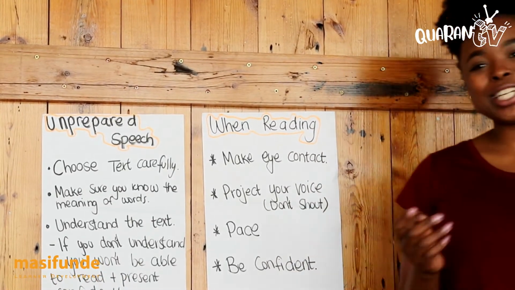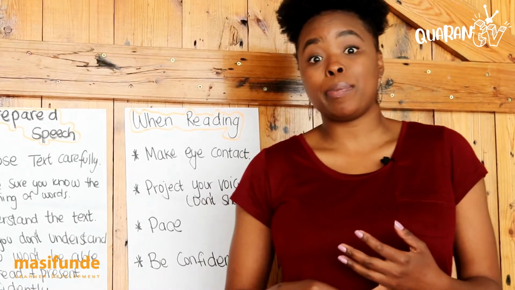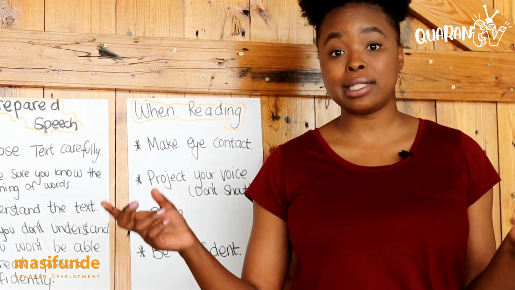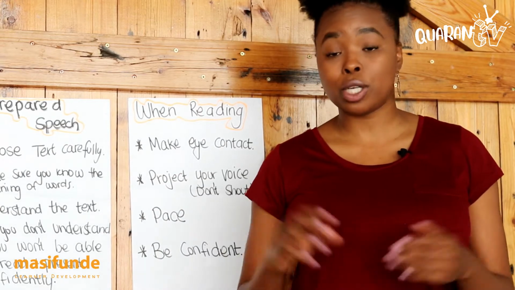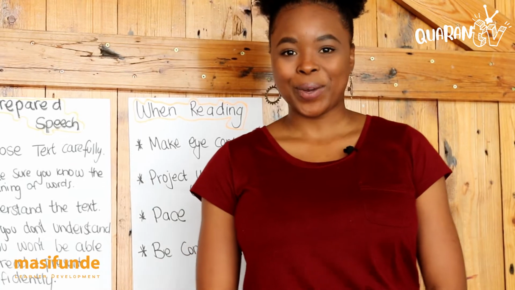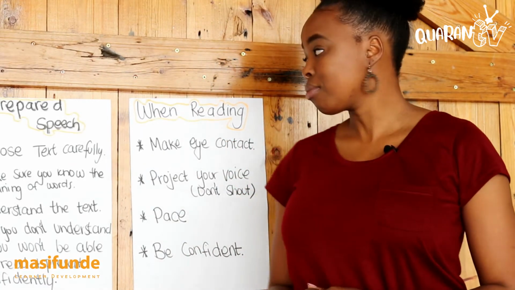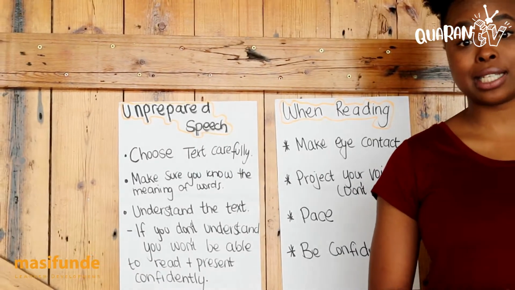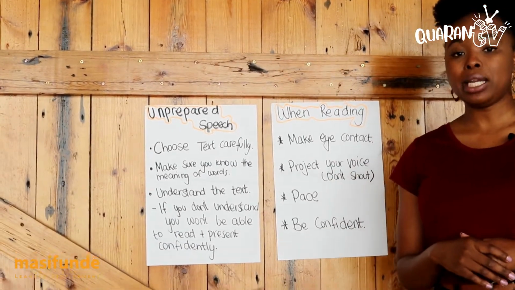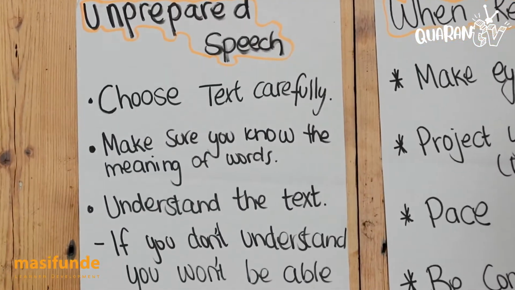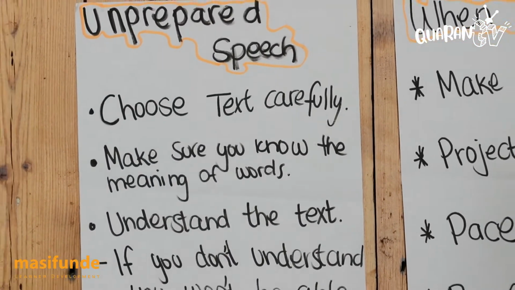So usually in class, the teacher would probably give you magazines and say that you need to choose a passage or a text as fast as possible where you will be doing an unprepared speech. So these are the things that you need to do. You need to check and choose the text very carefully, meaning that you do not choose something that will be very hard for you to understand, and it must be something interesting.